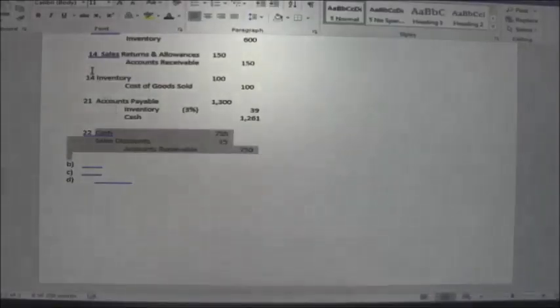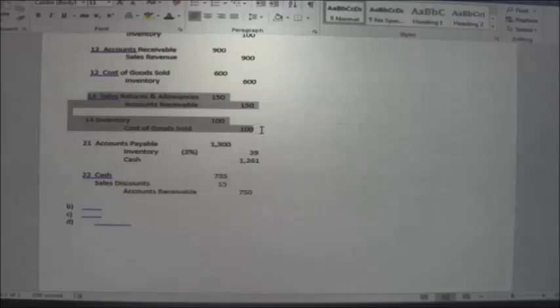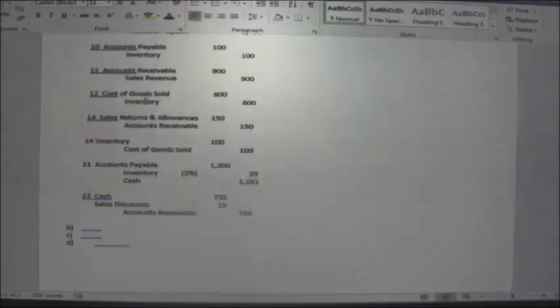September 14th, September 21st, and September 22nd. Okay, so let's go to September 14th real quick. Okay, we had 2 transactions. Okay? So what happened is on September 12th, we sold goods of $900. Okay? We sold goods of $900. Those goods cost us $600. So we are recognizing the sale and as well the cost of that sale at one time. So that's what we're looking at on the 12th.